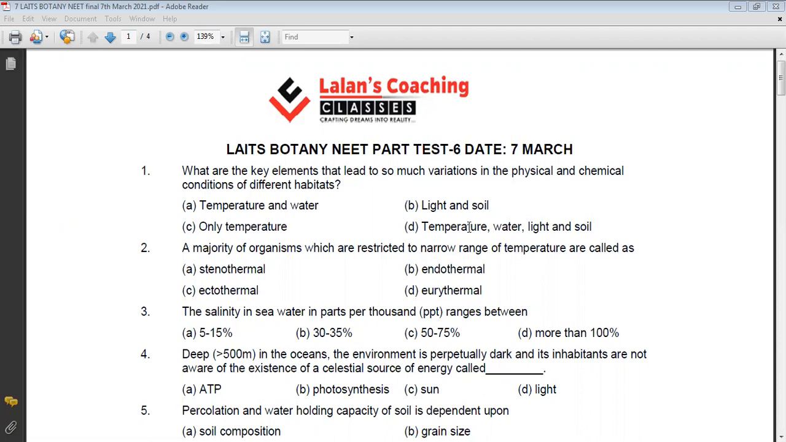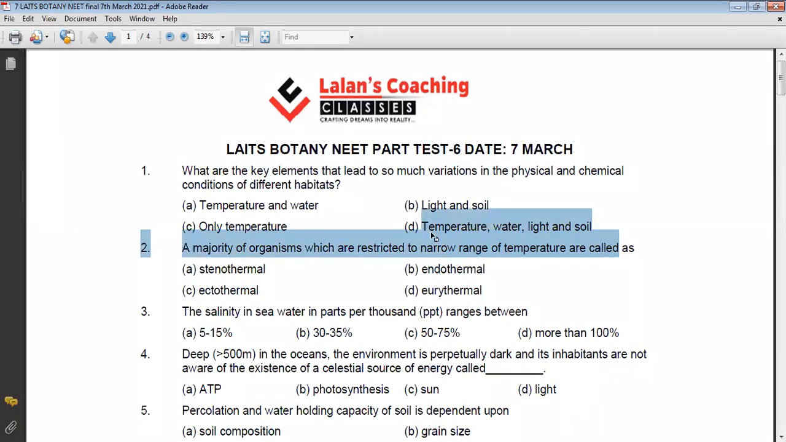First question is, what are the key elements that lead to so much variation in the physical and chemical conditions of different habitats? As we know, the most important abiotic factor is temperature. Next to temperature, it's water, light and soil. All these four have their impact on the physical and chemical conditions of different habitats. These four are given in sequence in your NCERT book also.